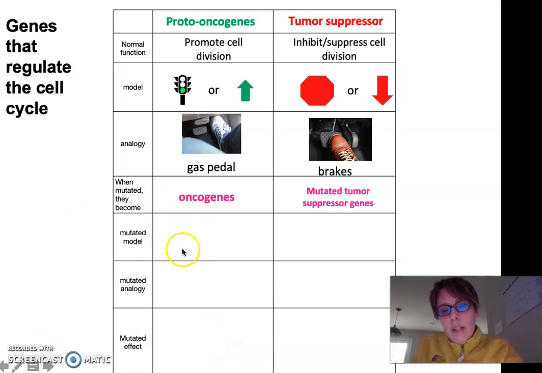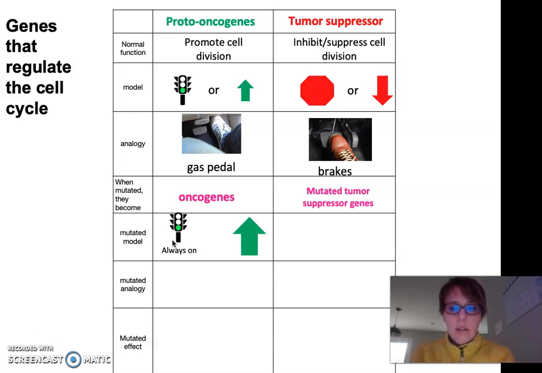So one of the other classes this week, instead of drawing a green arrow, a green traffic light, they drew lots of green lights. Or you could think of it as the green light always being stuck in the on position. So maybe you want to draw a bigger green traffic light or more green traffic lights, something along those lines. Alternatively, if you like the arrow model of a proto-oncogene, you can just draw a much larger big green arrow in the mutated section than you did up here.